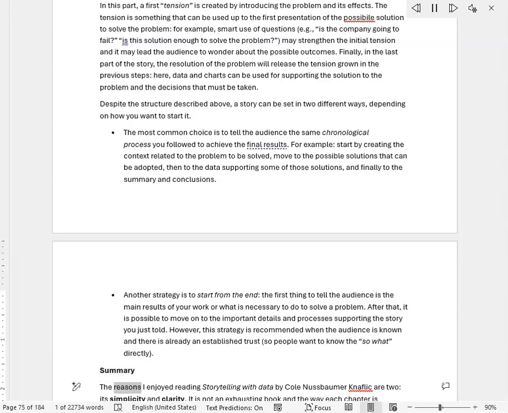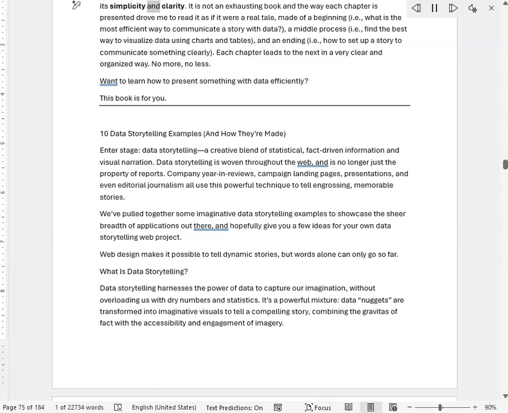Summary. The reasons I enjoyed reading Storytelling with Data by Cole Nussbaumer-Knaflic are 2, its simplicity and clarity. It is not an exhausting book, and the way each chapter is presented drove me to read it as if it were a real tale, made of a beginning, i.e., what is the most efficient way to communicate a story with data, a middle process, i.e., find the best way to visualize data using charts and tables, and an ending, i.e., how to set up a story to communicate something clearly.